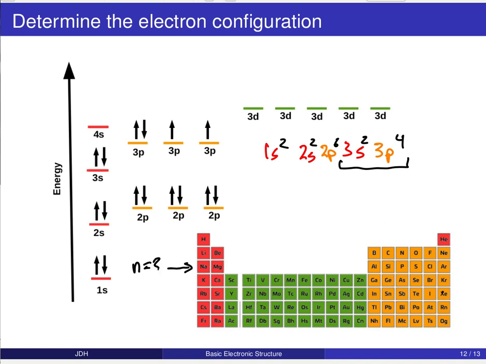This is going to be our n equals 3 row. We see that we filled up the 3s1, 3s2. We filled that up, and now we're putting 4 electrons into the p orbital. So we're going to have to come over 1, 2, 3, 4. And so our element then is going to be sulfur.